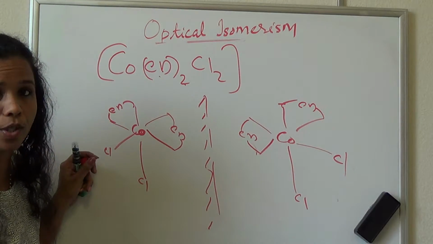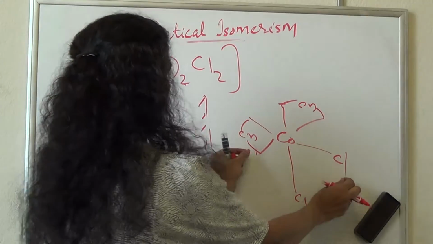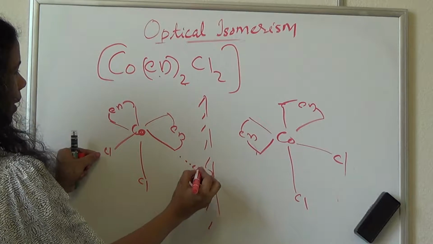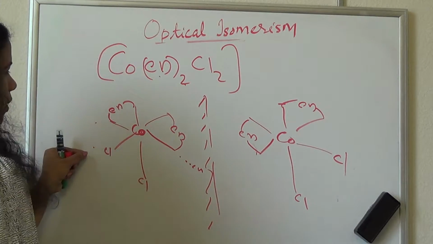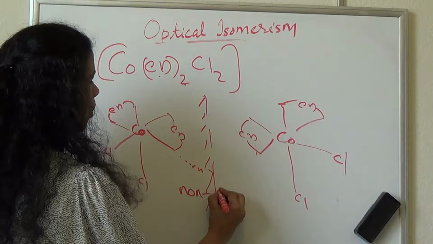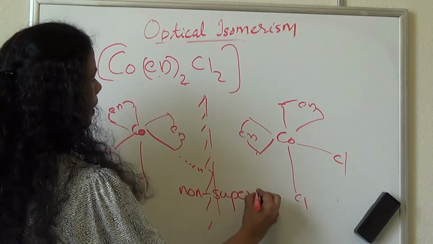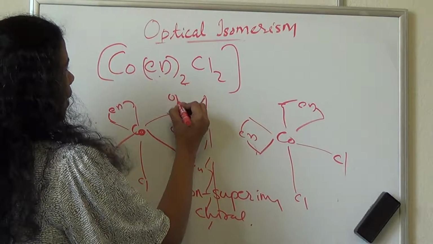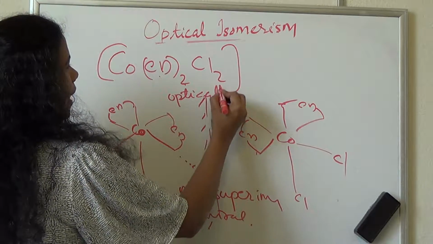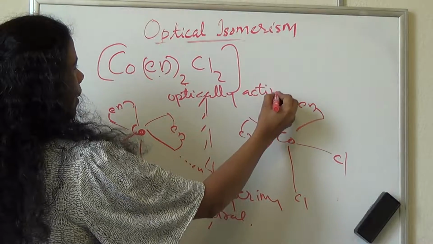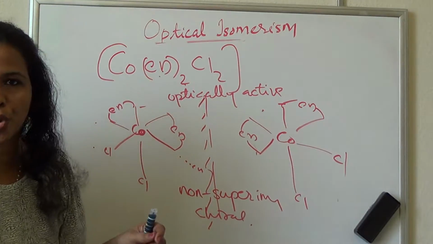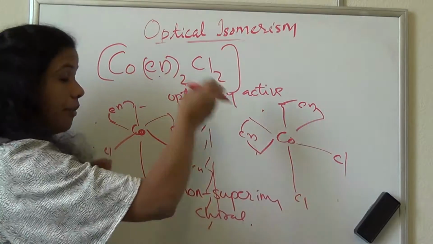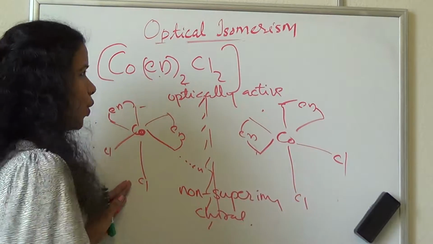Is it superimposable? We can check. Take this and keep it here. What happens? We know that one Cl will come here, then one en will come here. So it is non-superimposable. That means they are chiral. That means they are optically active. And these two are called enantiomers. If one is dextro, the other will be levo. If it is levo, it will be dextro.